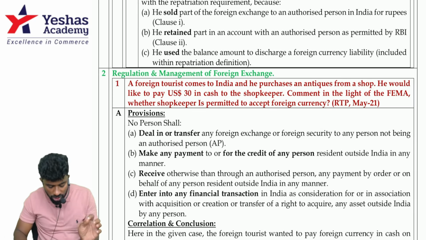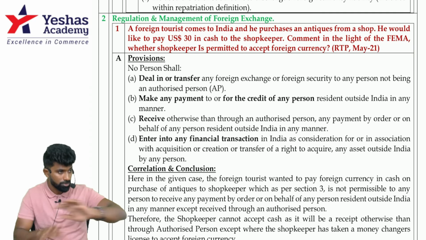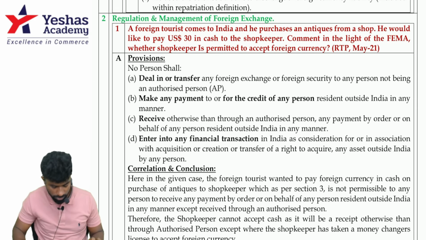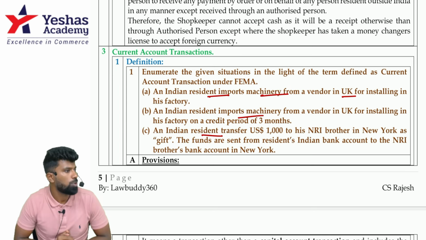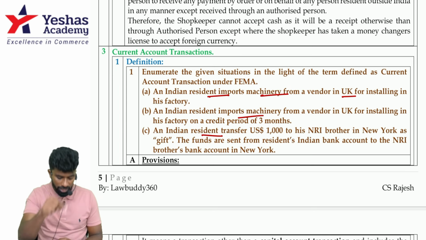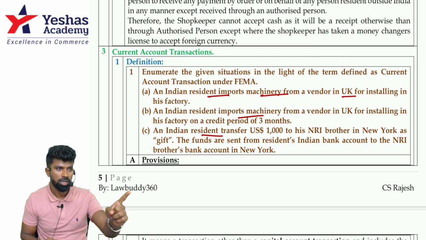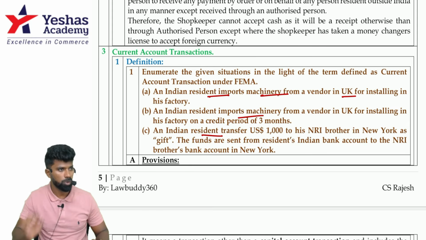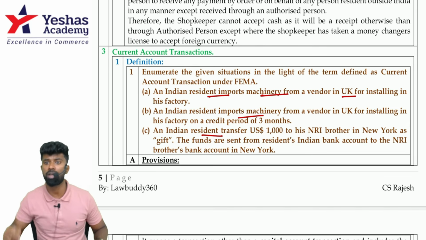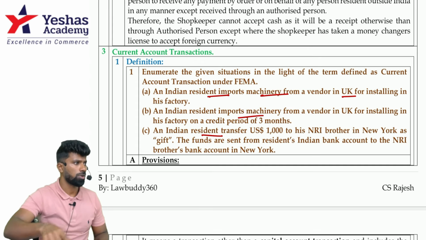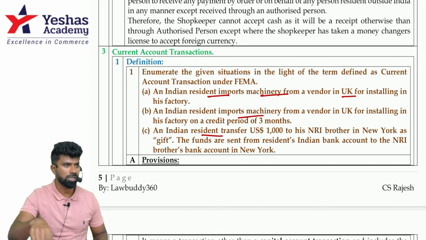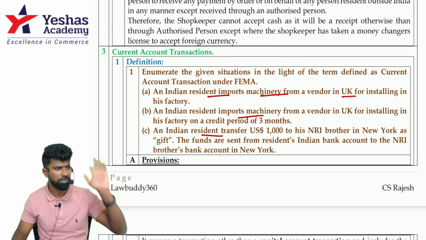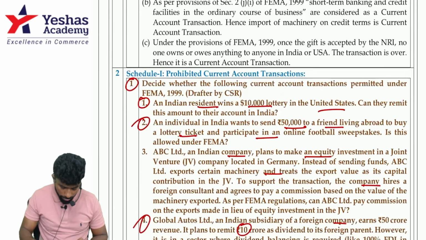Next one, regulation and management of what exchange? Foreign exchange. No questions were asked, but there is one question which you can solve for the purpose of understanding the concepts. Next one, current account transaction. In that we have various topics, definitions. No questions were asked, but if they ask, you are already in a position to answer because you know what is a current account transaction. What is a current account transaction? Other than capital account transaction, payment in the ordinary course of business, travel, maintenance of close relatives, all those things, private visit abroad. Clear? Next one.